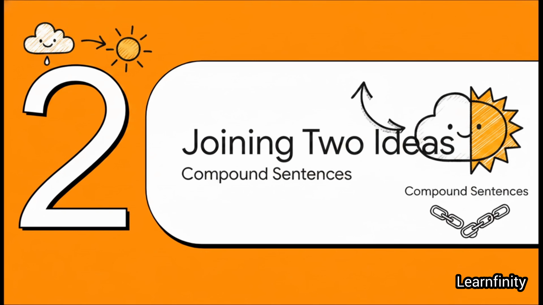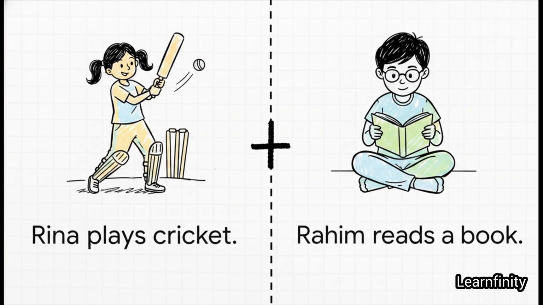They really are. But what if you have two ideas that you want to connect? Well, that's where compound sentences come in. So let's take a look at how to build one. Okay, so here we have two separate simple sentences. We've got Rina plays cricket, and we also have Rahim reads a book. The big question is, how can we join them to make one single, longer sentence?